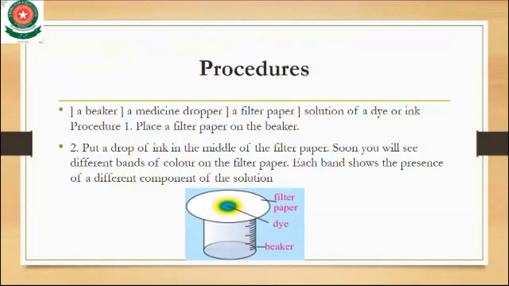Procedure 1. Place the filter paper on the beaker. Put a drop of ink, any color, in the middle of the filter paper. Soon you will see different bands of color on the paper.